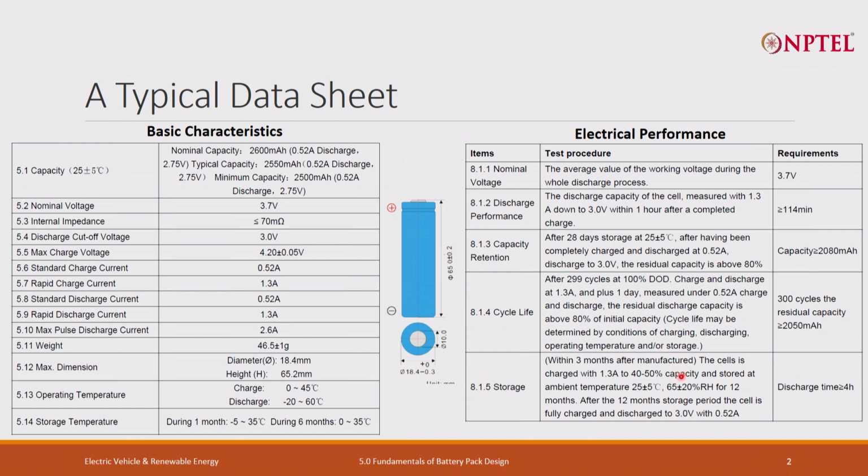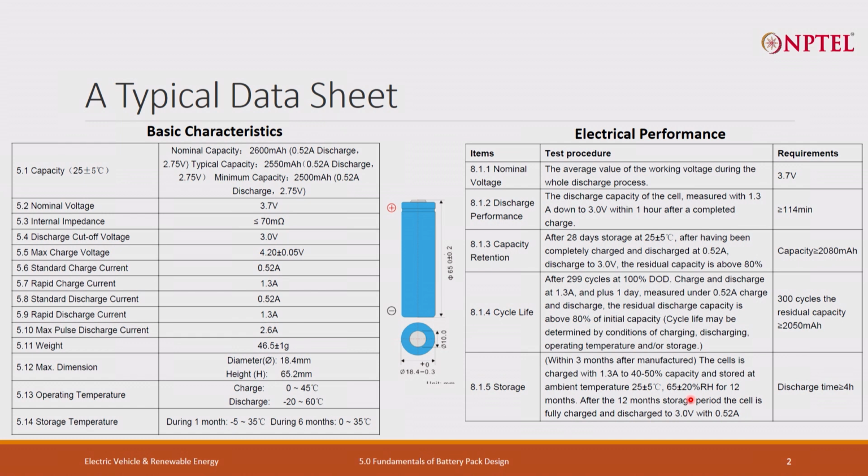The next is the storage test. The storage test is very important because most of the time your vehicle is in a parking state. You do not drive your vehicle all the time. You charge it, you drive it, and then it is in the parking stage. It is said that about 90% of the time the vehicle is in a parking state. It does not mean that when you are not using your vehicle the battery does not degrade. The battery degrades all the time.